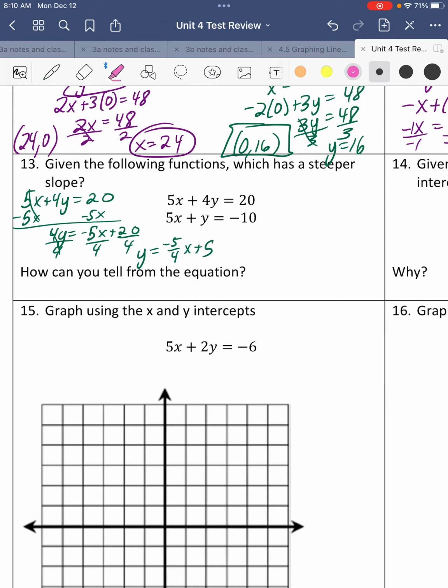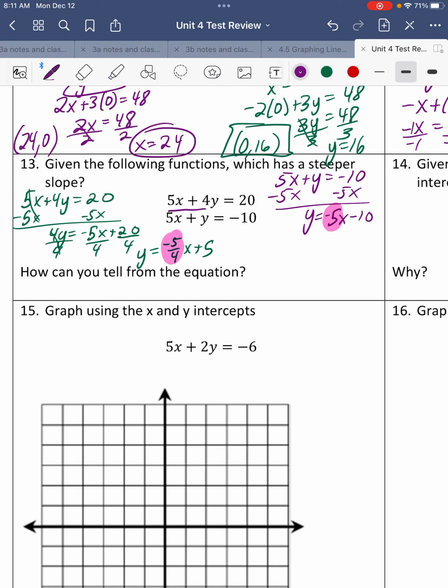So we're talking about slope. I'm just going to highlight the slope here in front of the x. And then let's find the slope of our next equation. So I'm going to subtract 5x. Negative 5x minus 10. And here's the y equals. There's my slope. Which number would be greater, like give us steeper slope? Well, the bottom equation, negative 5 is going to be way bigger in magnitude than negative 5 divided by 4, which is negative 1.25.